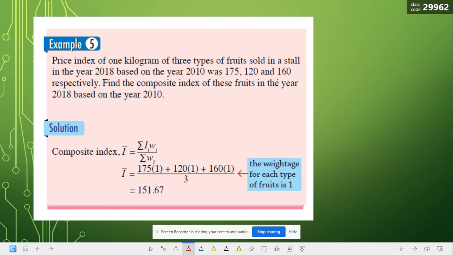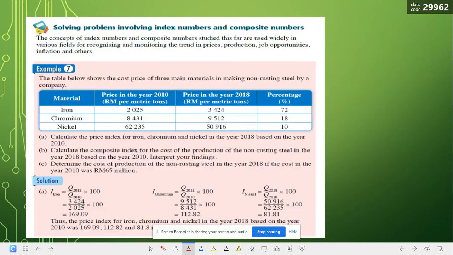So 175, then you multiply with 1, because we take one fruit for each type of fruit. Then you plus 120 multiplied by 1, then plus 160 multiplied by 1, and then you divide with the total weight, which is 3, 1 plus 1 plus 1. So you will get 151.67. That's how you calculate the composite index.